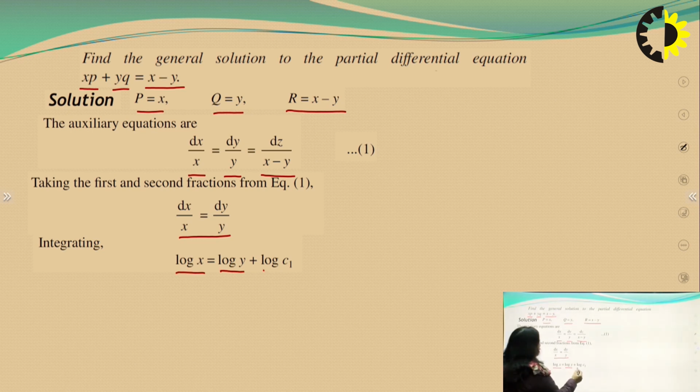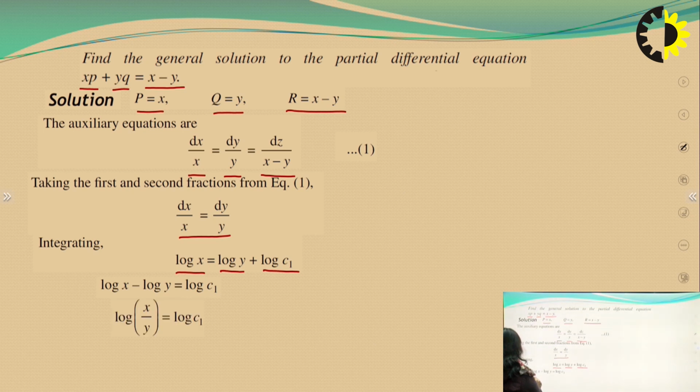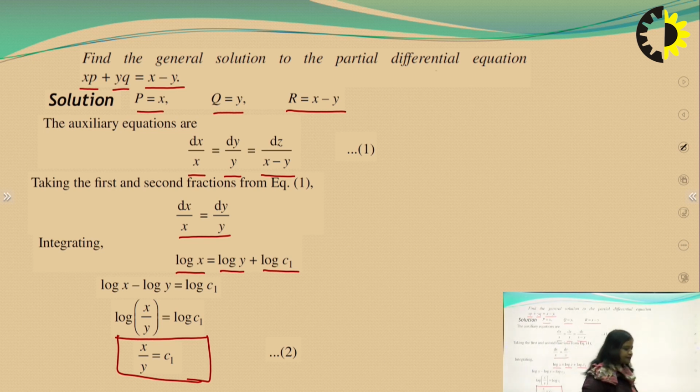Obviously, I will take log constant as my constant of integration so that log goes away on both sides. So I am having log of x minus log of y equal to log of constant as my solution, which gives me log x upon y equal to log constant, and my general solution becomes x by y equal to constant by taking antilog on both sides. Now, when I take antilog on both sides, I get the first solution.